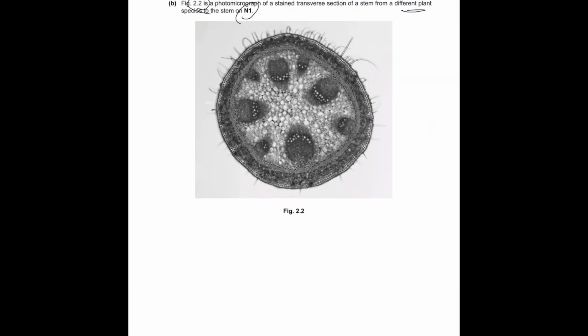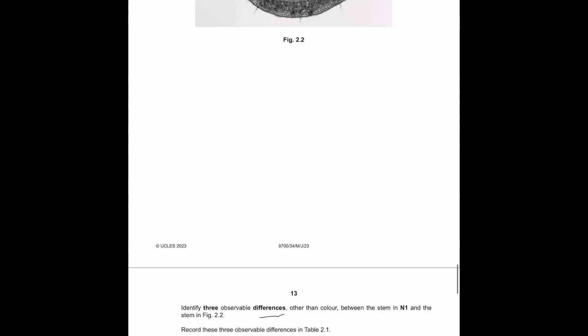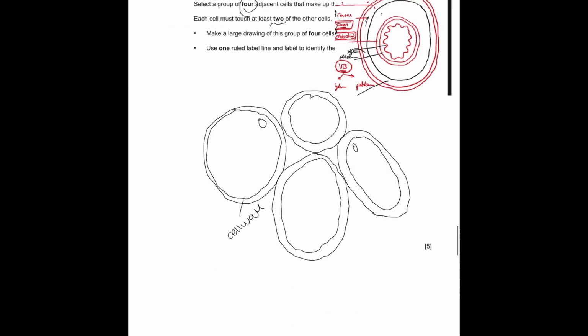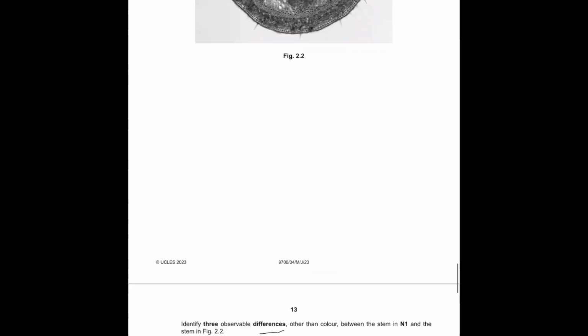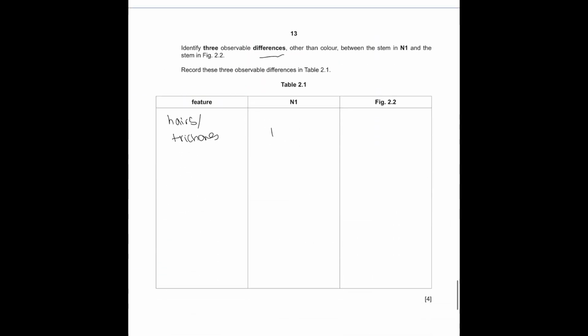Okay, so now it gave us figure 2.2, a photomicrograph of a stained transverse section of a stem from a different plant species to the stem on N1. So this one is different from the other one. Okay, and now we have to identify 3 observable differences. First of all, I can see that this one has hairs, but this one doesn't. So we can see hairs, or you guys can say trichomes. In N1 it's absent, and on figure 2.2 it's present.